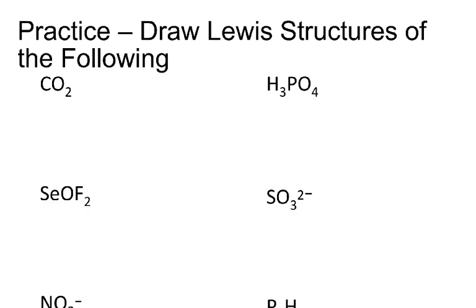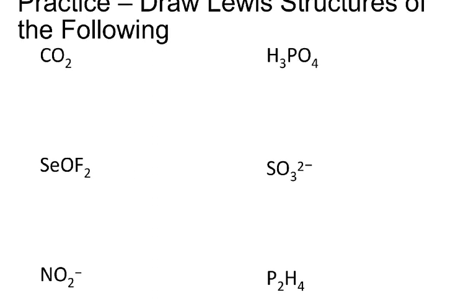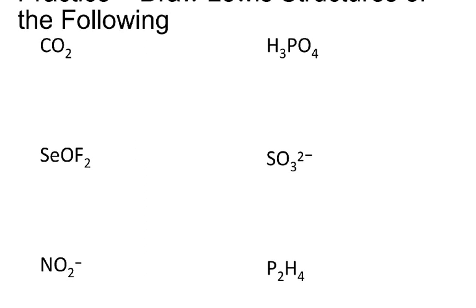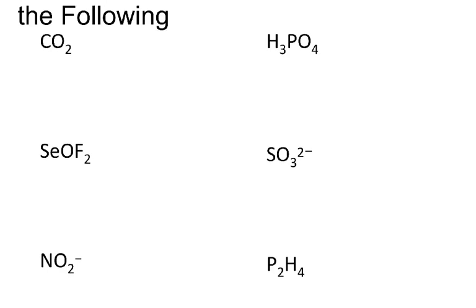Okay, here is my big practice problem for this section. Draw Lewis structures of the following. I would recommend you pause the video and work through these structures on your own, then come back for my explanation if you need it. So carbon dioxide: the carbon is in the middle with 2 oxygens next to it.